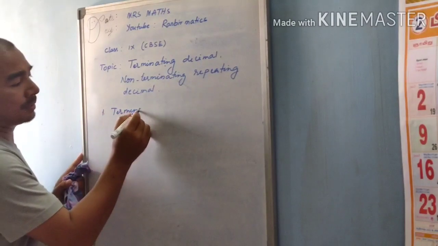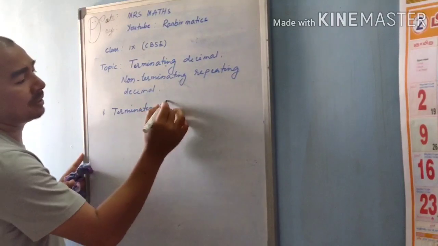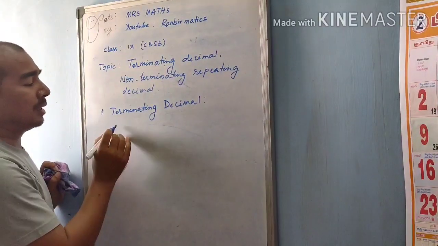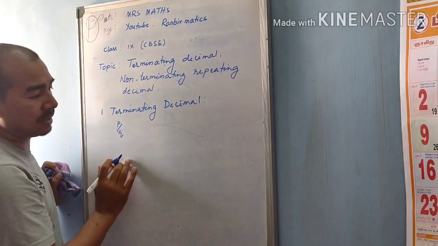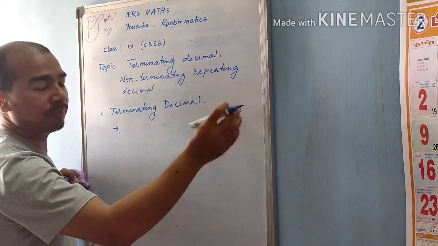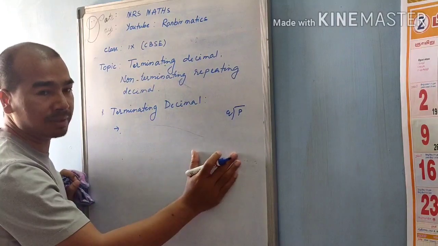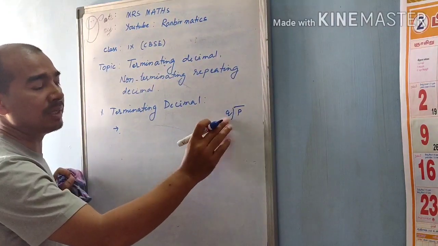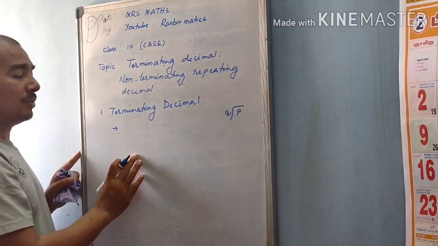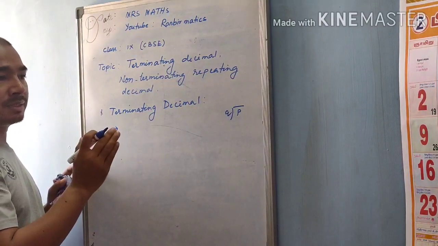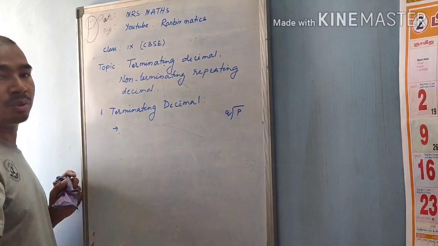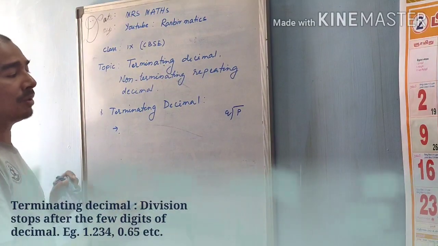Terminating decimal. Terminate means, for example, p by q is the rational number, meaning p should be divided by q. Also you know that p and q don't have any common factor, they are co-prime numbers in the rational number. So when p is divided by q, a decimal number will come. When p is divided by q, after the decimal place, if it goes some digits and then stops, meaning the remainder is 0, that time we call it terminating decimal.